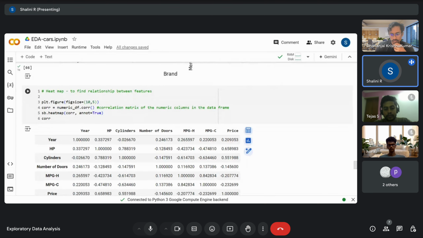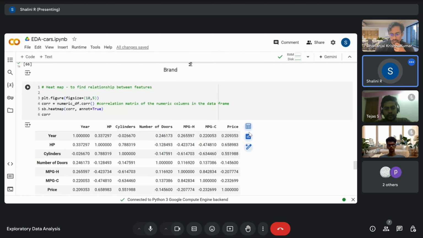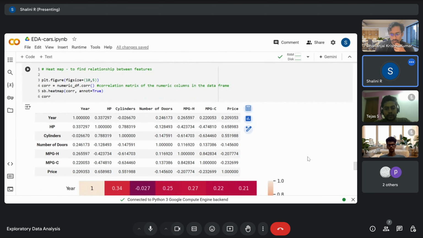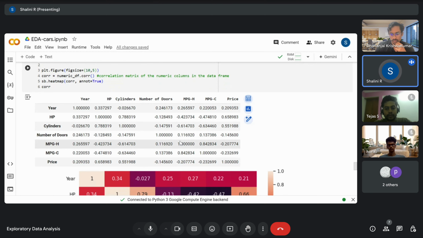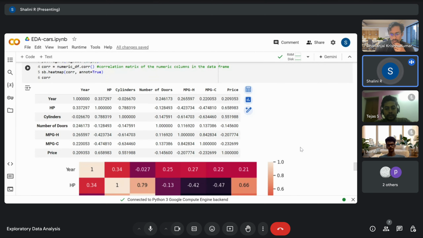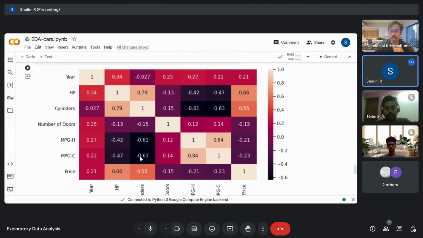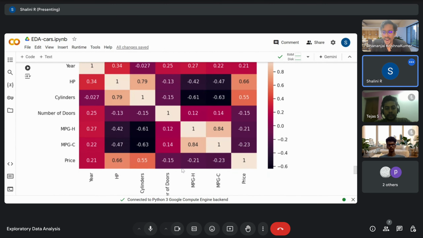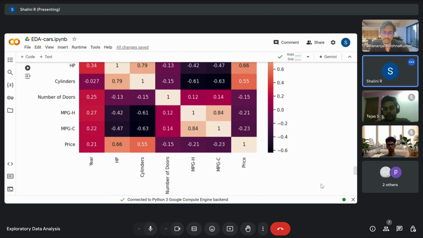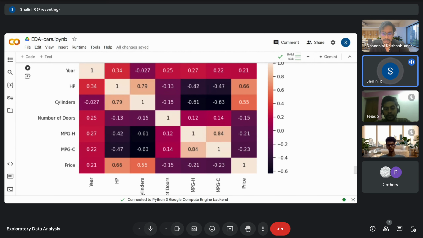Next, I've tried to upload a correlation map between these features. Mostly from what we can see, price is mostly dependent on the number of cylinders and horsepower. Negative correlation, I've actually not checked. I need to see that.